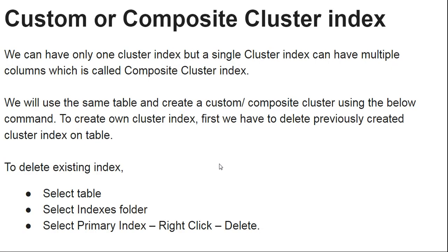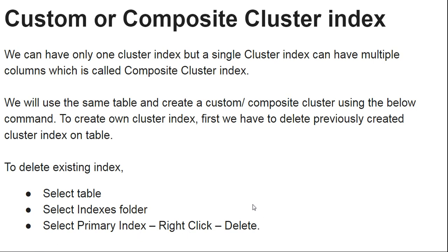So what are custom and composite clustered indexes? We have only one clustered index, but a single clustered index can have multiple columns, which is called a composite clustered index. We will use the same table and create a custom and composite clustered index using the delete command. To create a new clustered index, first we have to delete the previously created clustered index. To delete the existing index, you need to select that particular table, select the index folder, select the primary key, right click and delete.